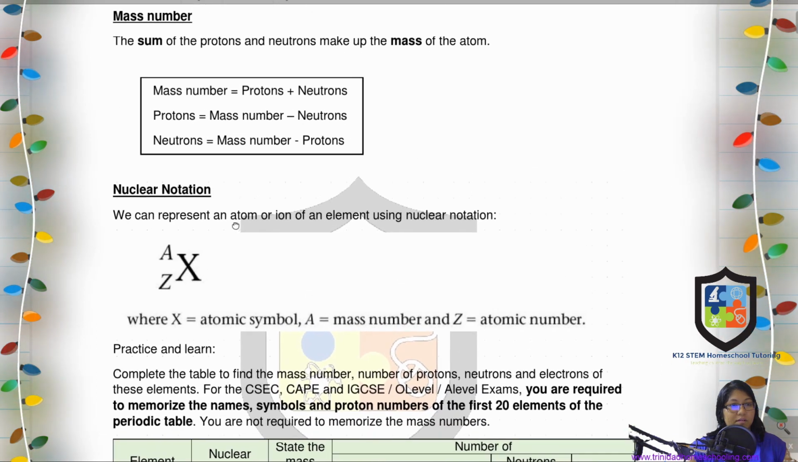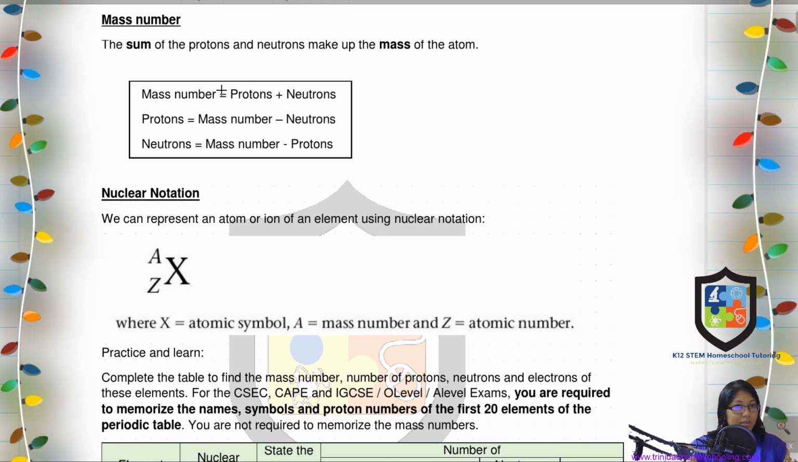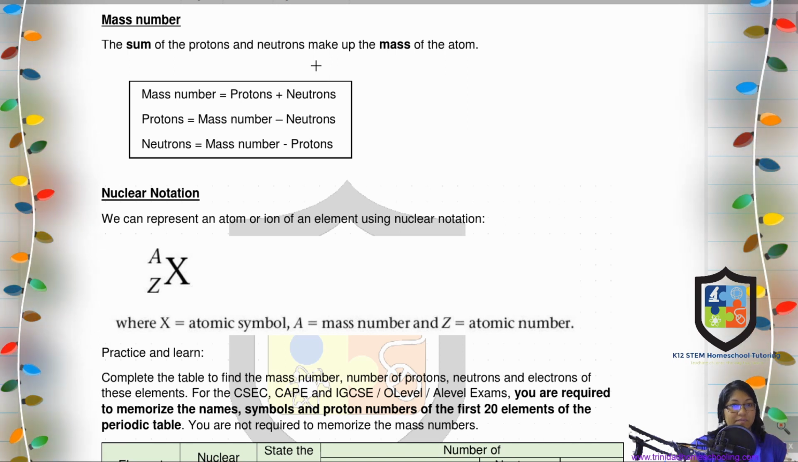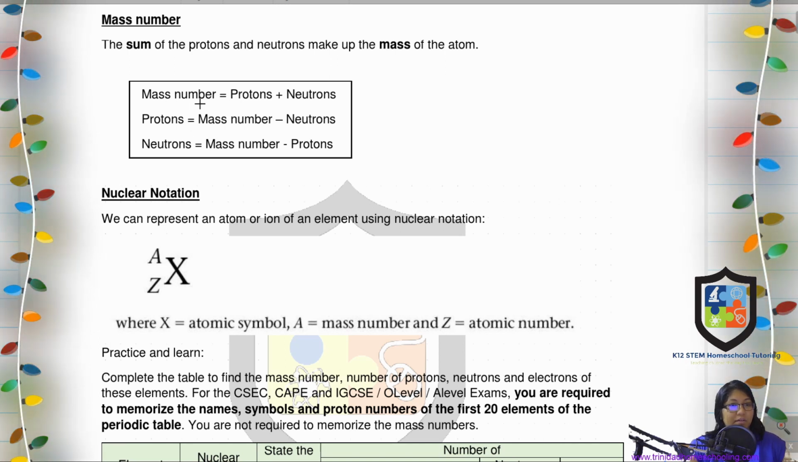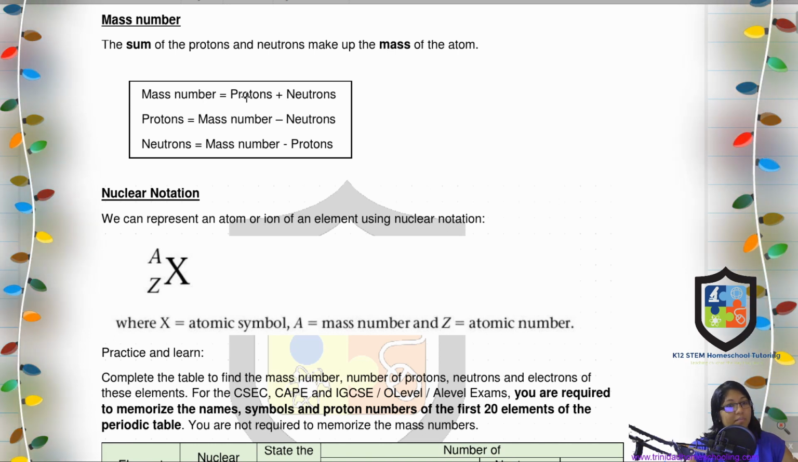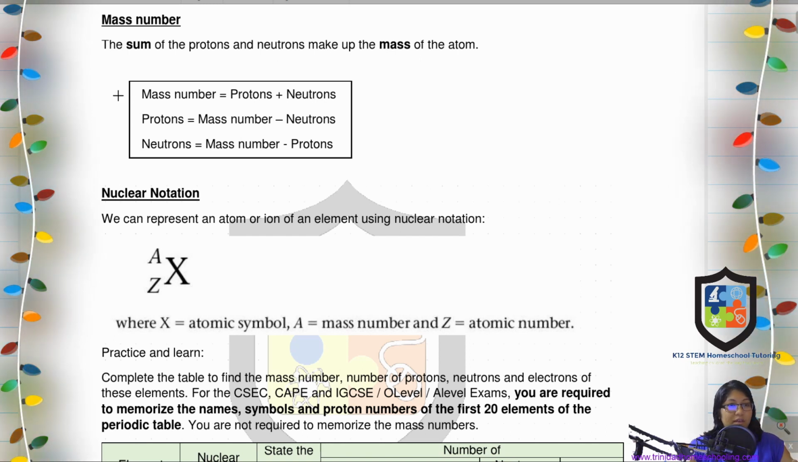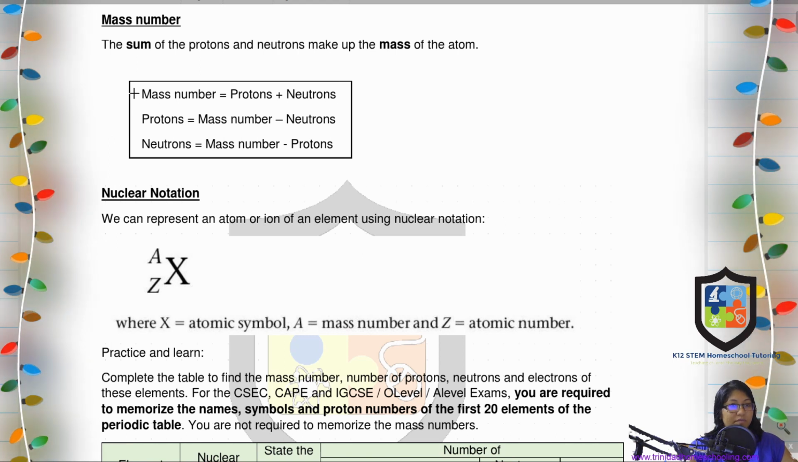And we will talk about mass number. Now the sum of the protons and the neutrons in that nucleus make up the mass of the atom. Right? The mass number is equal to the protons plus the neutrons. Makes sense, right? Sum means to add. Protons is equal to the mass number minus neutrons. So from this main formula, if we wanted to find the neutrons or the protons, it would be the mass number minus the protons or the neutrons. Right? So that's what these three formulas here are. It's the same formula derived from this first one.